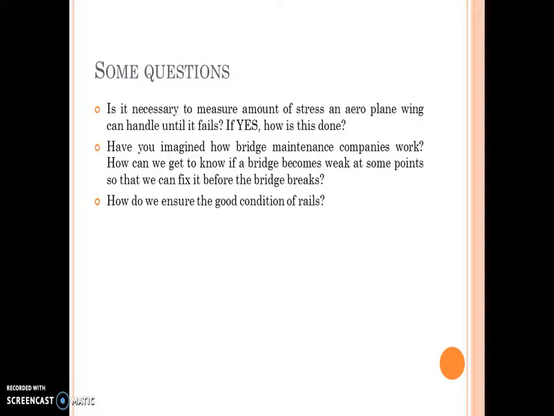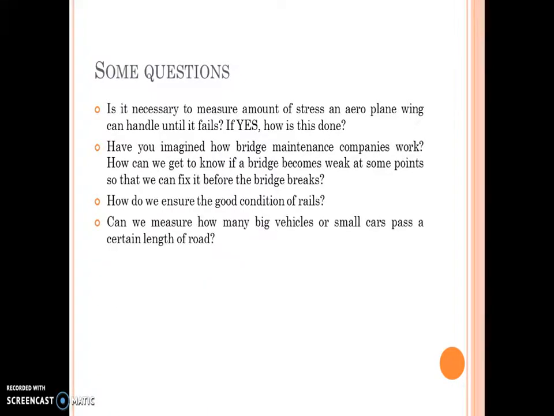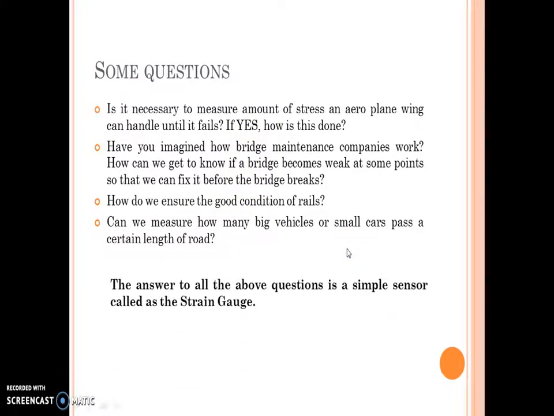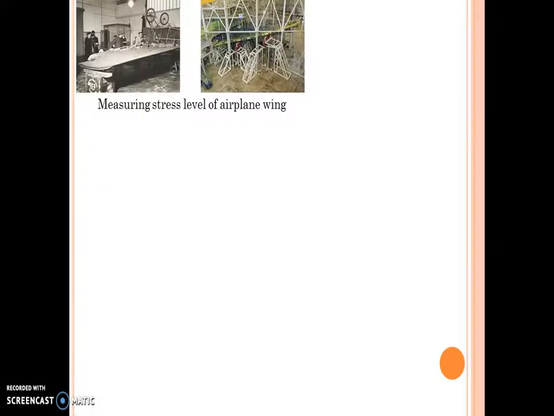Next, have you ever imagined how bridge maintenance companies work? How can we get to know if a bridge becomes weak at some points so that we can fix it before the bridge breaks? Now cities are full of bridges nowadays, isn't it? So we as engineers need to ensure that the bridges are in good condition. Various sensors are used for this so that if the sensor outputs become abnormal, somebody can fix it and accidents can be avoided. These sensors tell us if a bridge gets weak at some point so that it can be fixed before the bridge breaks, isn't it? So imagine how we can do this.